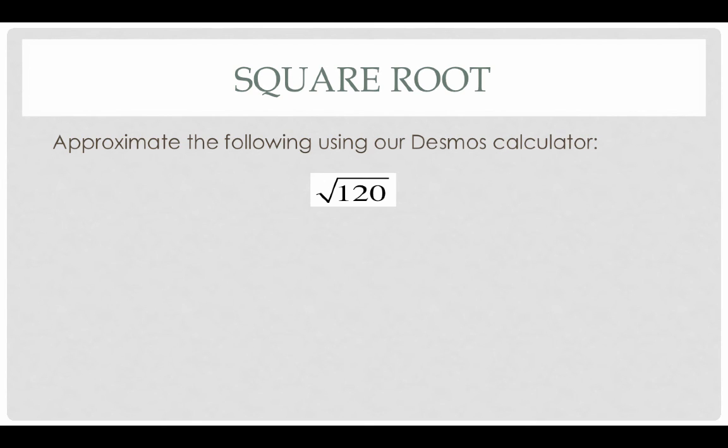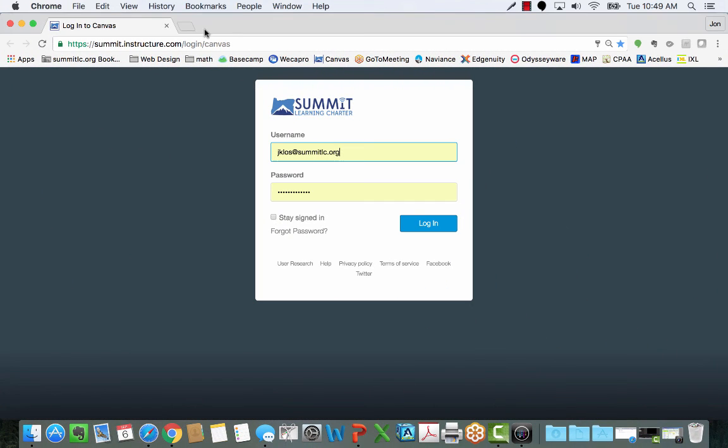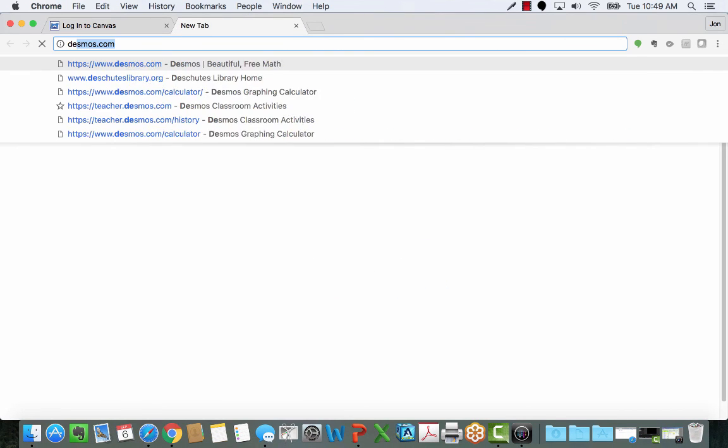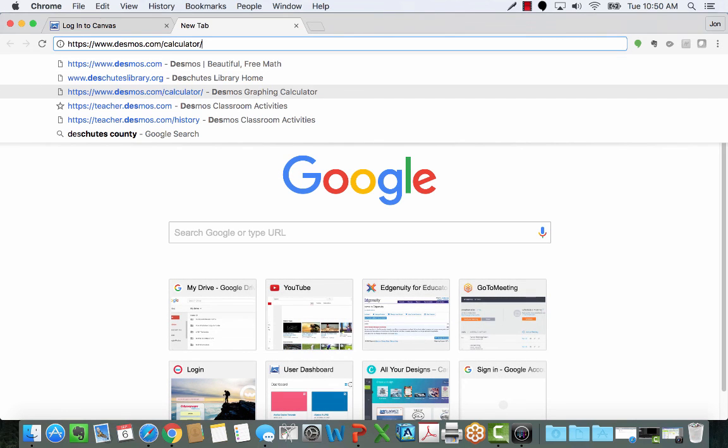All right, so what happens if I have the square root of 120? So square root of 121 was an exact number. It was really nice. I have the square root of 120. This gets a little bit weird. So we're going to use our Desmos calculator to explore this. Let's access our Desmos calculator.